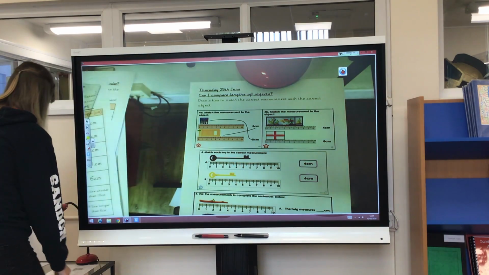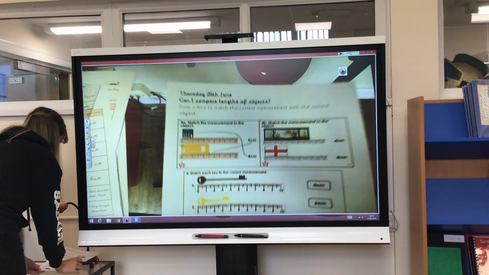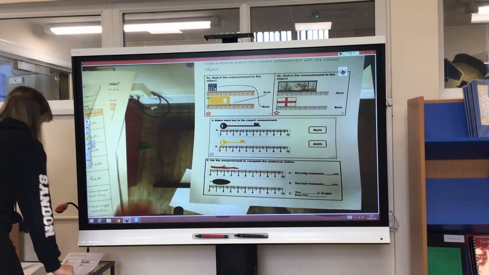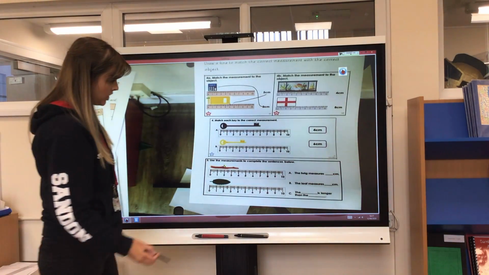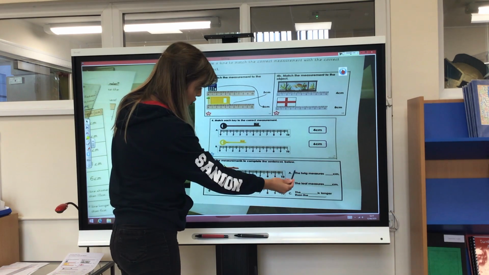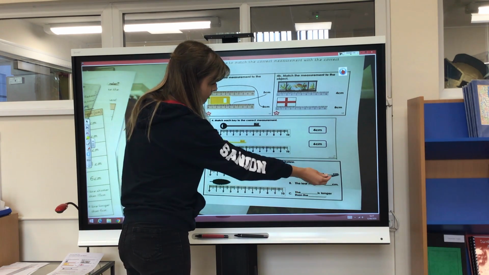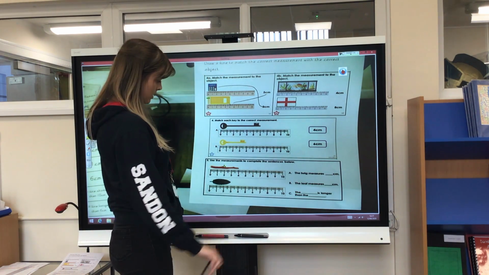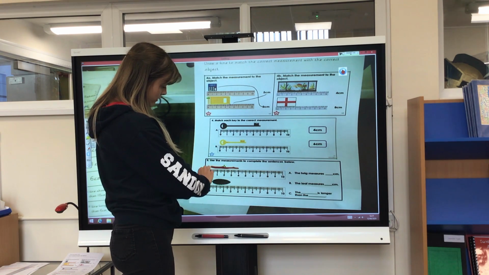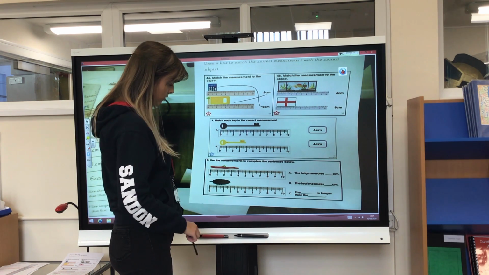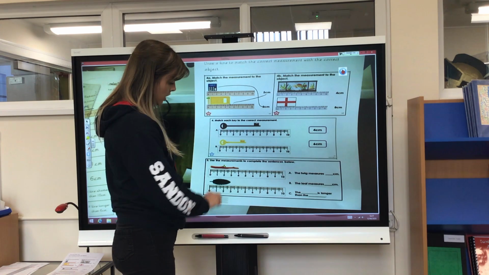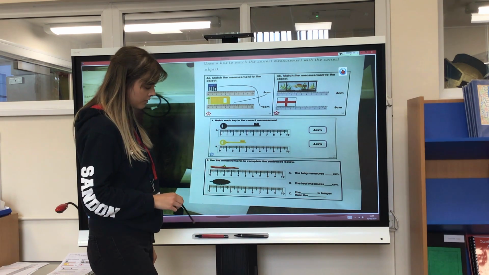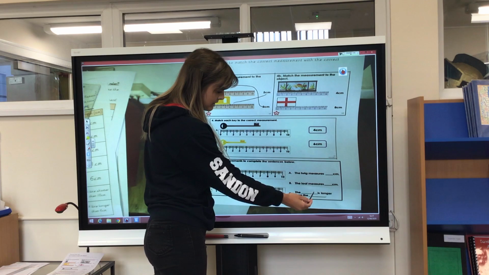However, this question at the bottom is asking you some more specific questions instead. So it says the twig measures blank centimetres. And this is where you need to use your measurement skills to see how long that twig measures. Do the same for the leaf. And then you need to fill in these blanks.